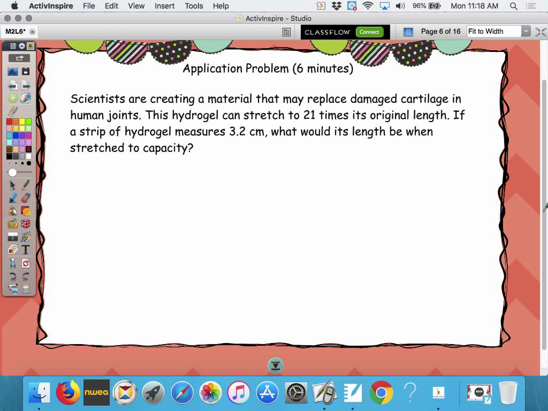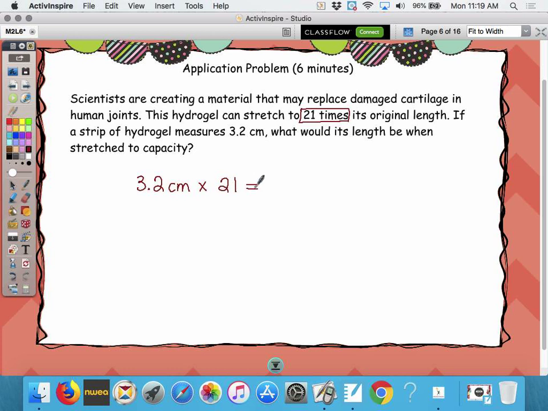Now here's what they're trying to get you to do. Think, oh, I don't know what capacity means. Oh, hydrogel, that's really hard. And what about cartilage? This problem's too hard for me, I can't do it. But what are we doing? It tells us right there what to do. 21 times. So put a box around it. 21 times what? It's original length. What's its original length? 3.2. So 21 times 3.2 centimeters.